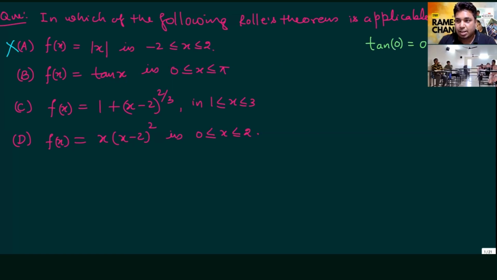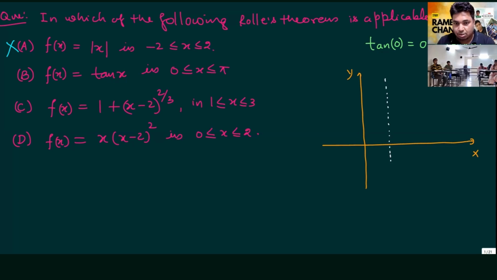And 10 pi is also 0. Okay, sir. Both ends are having the same value. And every trigonometric function is continuous and differentiable. Okay, what is happening here? You can see tan x is not defined at pi by 2. Can you see? tan x is not defined at x equal to pi by 2.